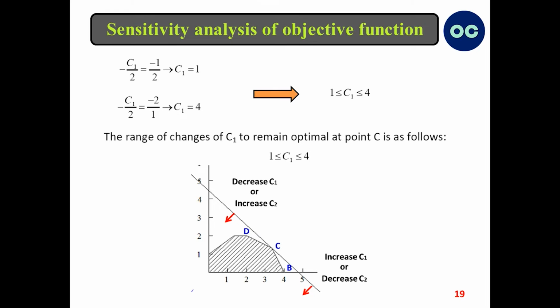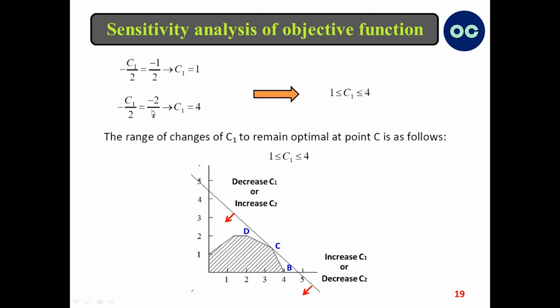This diagram illustrates that we can increase C1 till it reaches the second constraint line CB, or decrease it until it reaches the first constraint, which is CD. As a result, we can determine the minimum or maximum value of C1 by aligning the slope of Z with the slope of the first and second constraint. The slope of Z is equal to minus C1 divided by 2, while the slopes of the first and second constraint are minus 0.5 and minus 2, respectively.